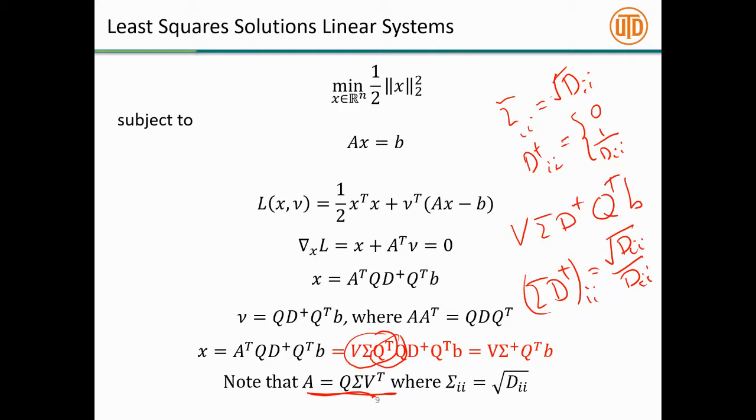where by definition sigma plus is just equal to 1 over the square root of DII, which is just 1 over sigma II. So in general, I'm going to use this little plus when applied to a diagonal matrix to mean you just invert the non-zero diagonal entries of the matrix. Under that definition, we get that the solution to this linear system is V times sigma plus times Q transpose times B.